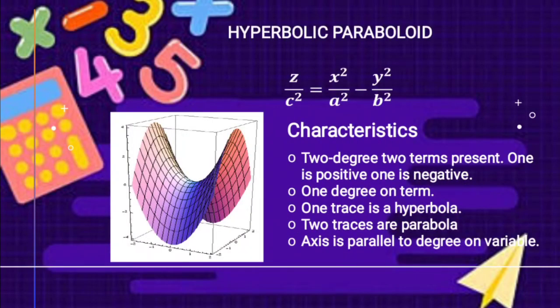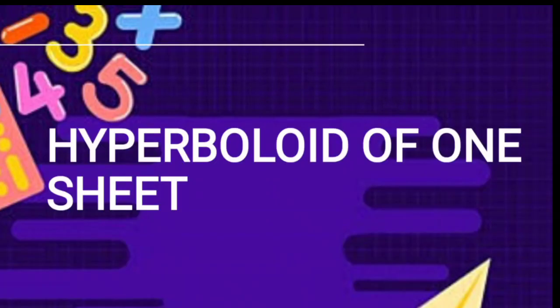So the hyperbolic paraboloid: z over c squared is equal to x squared over a squared minus y squared over b squared. The characteristics are: two degree-2 terms present, one positive and one negative, and one degree-1 term. Then one trace is a hyperbola, two traces are parabolas, and the axis is parallel to the degree-1 variable. So, hyperboloid of one sheet.